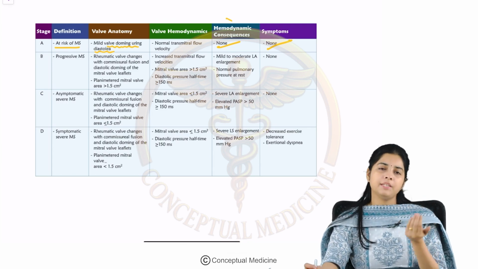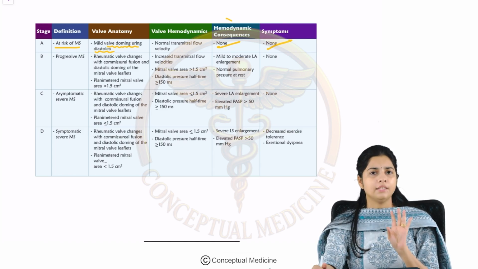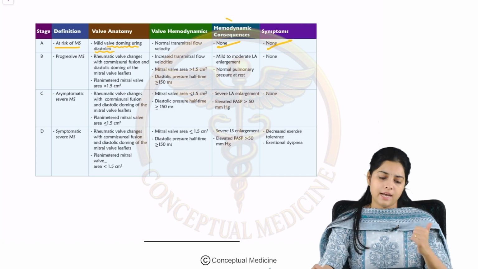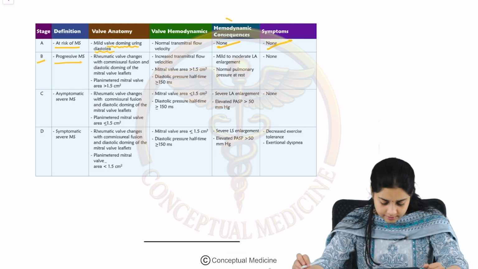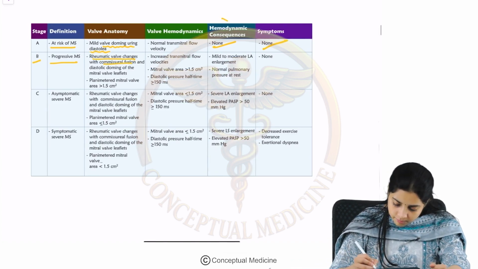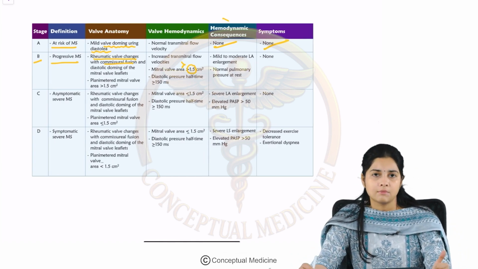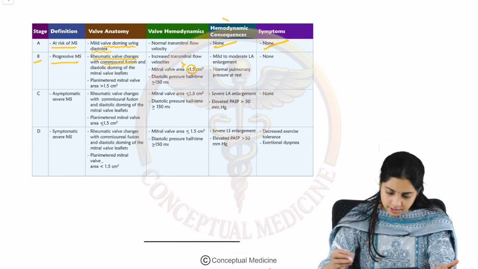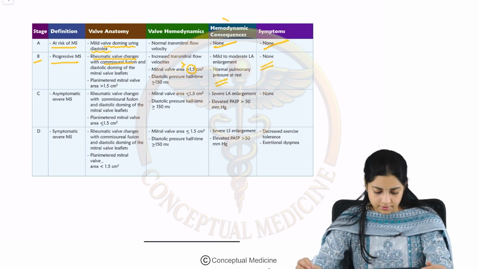So, patients who have had repeated rheumatic fever, who do not have evidence of valvulitis yet, will have only mild doming. So this is stage A, at risk of MS. Stage B is progressive MS. There are rheumatic valve changes with commissural fusion. Mitral area, however, is still more than 1.5 centimeters square. They do not have any hemodynamic consequences. They do not have any symptoms.